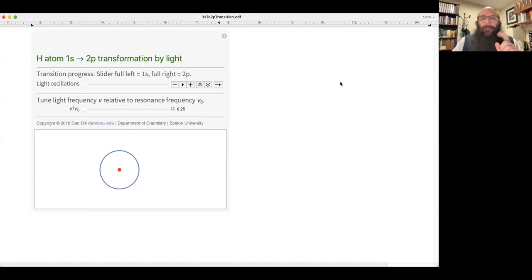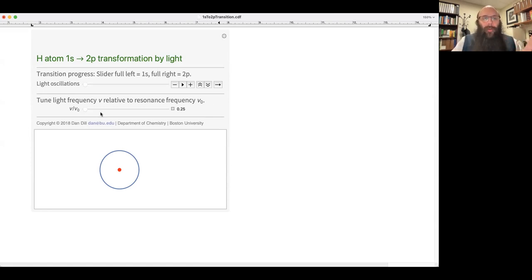All right, so here, after you've downloaded the Wolfram Player at wolfram.com/player, you can find this simulation linked on the website. So you can go to the website. I'll show you the links afterwards in a second, and you can play with this yourself. So this is really cool.